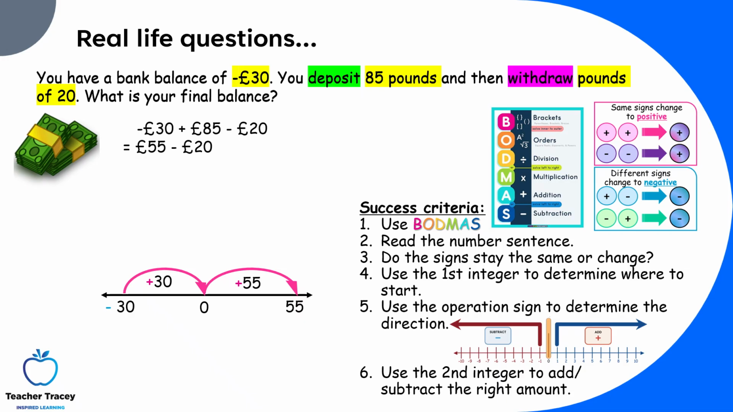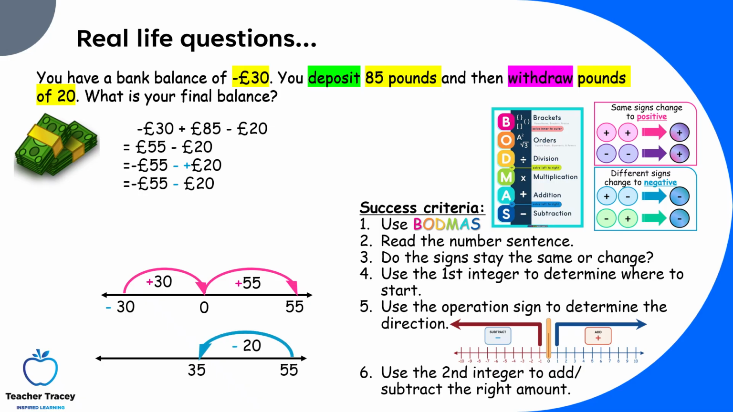Now in this one, we know that there's a hidden addition or a plus next to the integer. So we know that different signs are going to leave us with a negative. So on the number line, we're going to place our 55, and we're going to go back 20 to 35. So the answer of the final balance is 35.